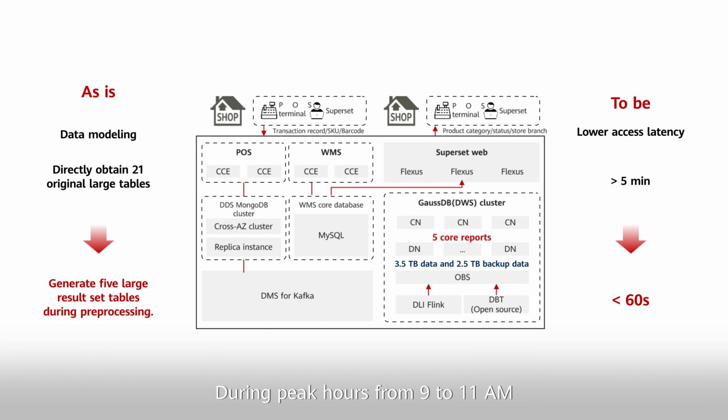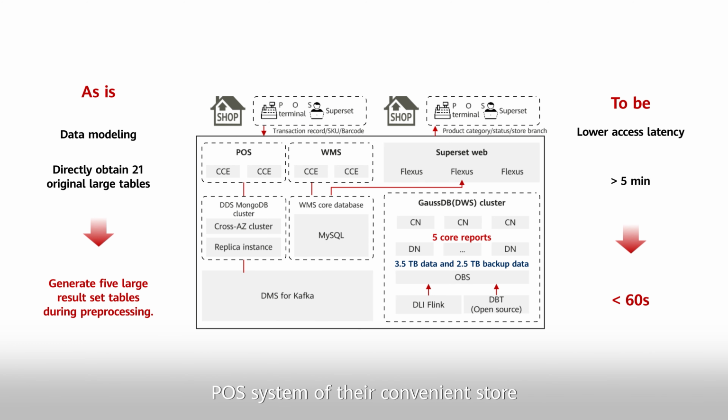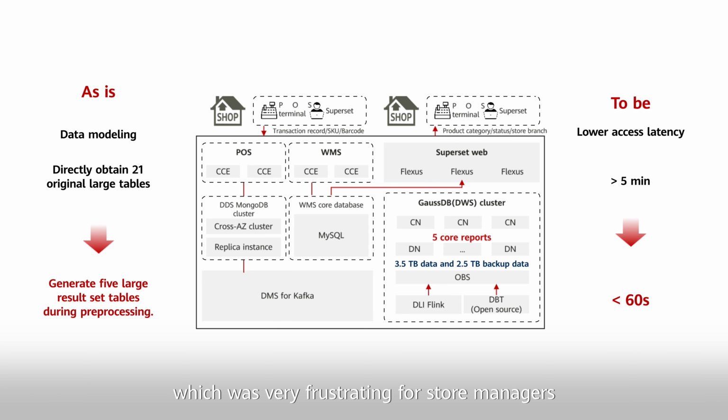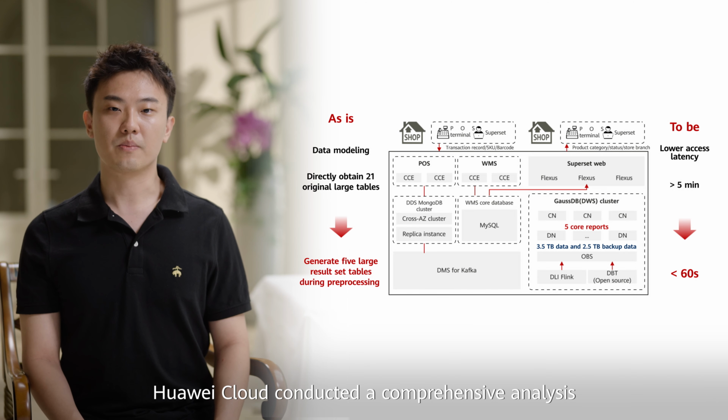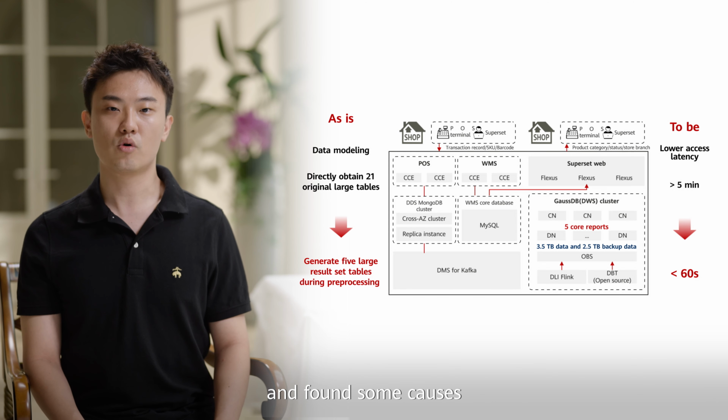Today we continue to introduce the digital transformation challenges of a Thailand retail giant. During peak hours from 9 to 11 a.m., the POS system of their convenience store would frequently freeze, which was very frustrating for store managers. Huawei Cloud conducted a comprehensive analysis and found some causes.